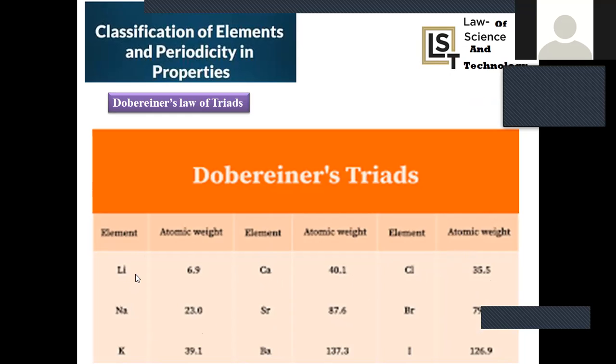So these are the atomic weights. Based on their atomic weight, their properties are regulated. That kind of relation was given by the Dobereiner triad. So these are a bunch of elements: these three elements are one triad, these three are the second triad, and these three are the third triad. This kind of assumption is given by Dobereiner's law of triads.